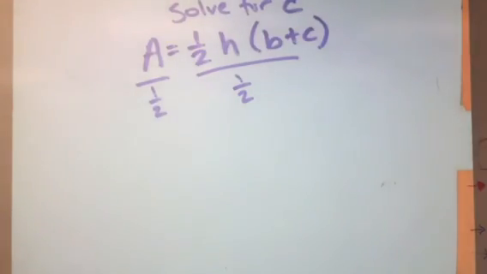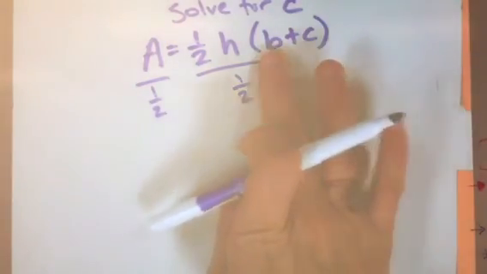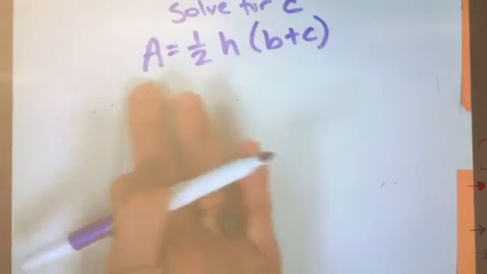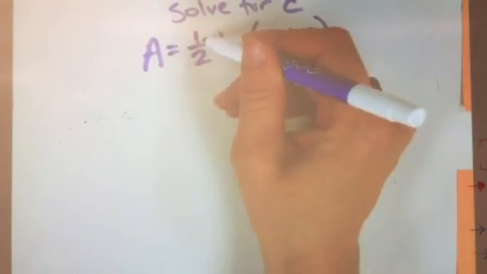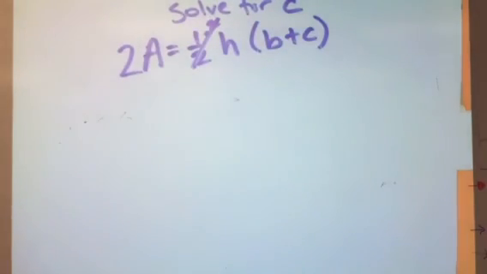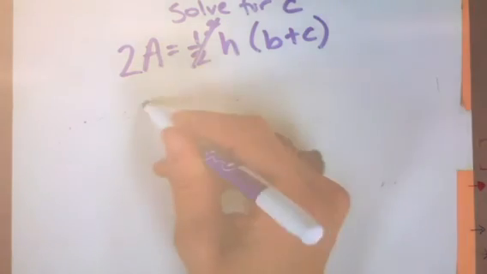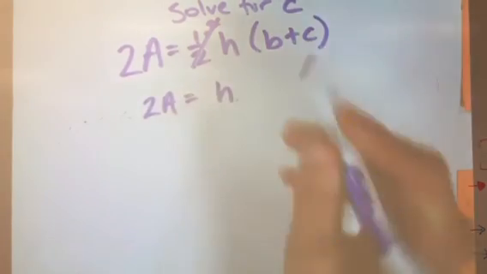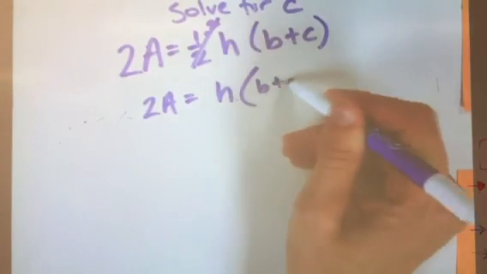How do I divide by a fraction? I multiply by the reciprocal. So I'm going to multiply by 2 over 1. Multiplying by 2 cancels that out and gives me 2A. So the first thing I did was get rid of that fraction. Now I have 2A equals H times B plus C.